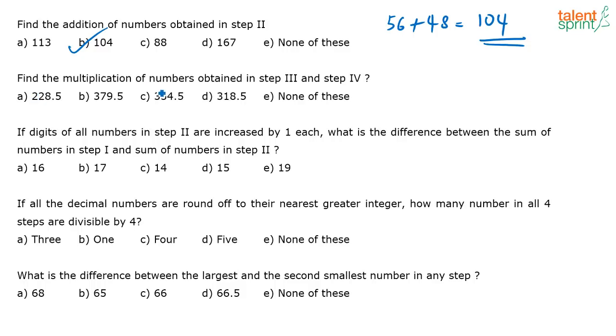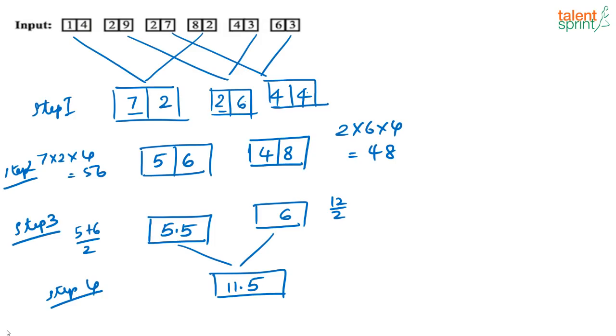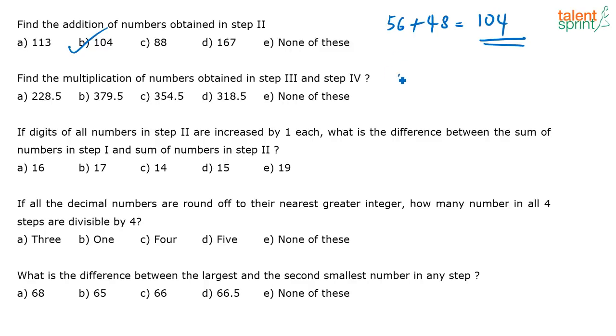Okay. Find the multiplication of the numbers obtained in step 3 and step 4. So what are the numbers that you get in step 3 and step 4? The numbers that we get in step 3 and step 4 are 5.5, 6 and 11.5. So find out the product of the numbers: 5.5 into 6 into 11.5. So you have to find out this answer. What is the answer that you get for this one? Yeah, 379.5. Correct. Girish has given the correct answer. Correct answer here is again option B.